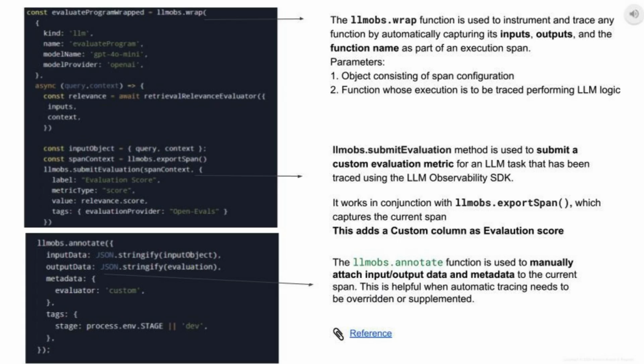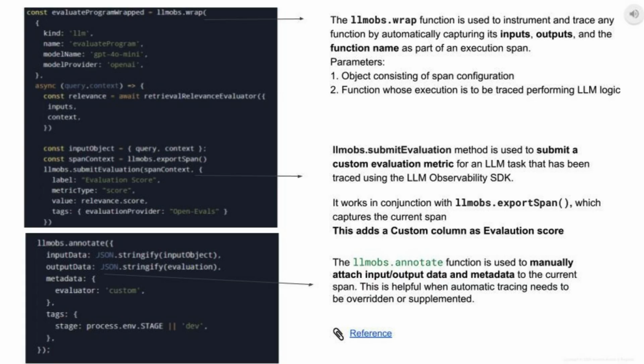Now, let's look at how to set up LLM tracing directly in code using Datadog's LLM Observability SDK. The main pattern starts with a wrap function, which allows you to configure tracing around your LLM logic. Inside this wrapper, your core application logic runs and spans are automatically created and tracked. To manually annotate a span with extra information, like input data, outputs, or metadata, you can use the annotate method. This is helpful when you want to override or supplement automatic tracing.